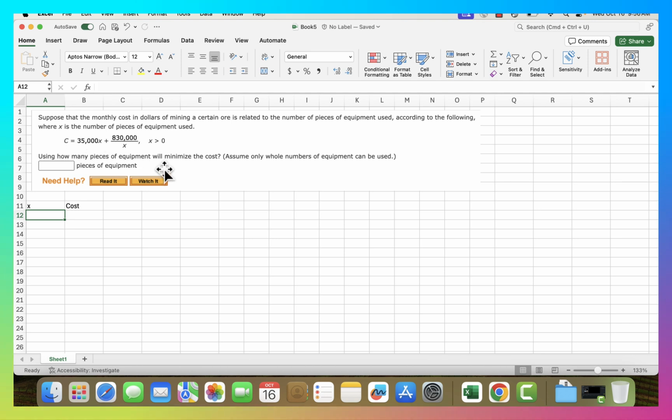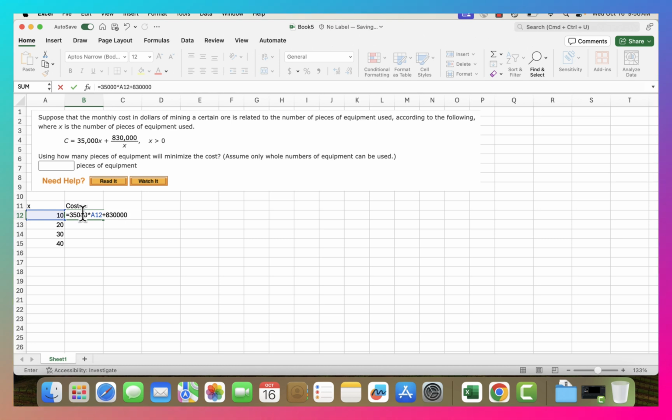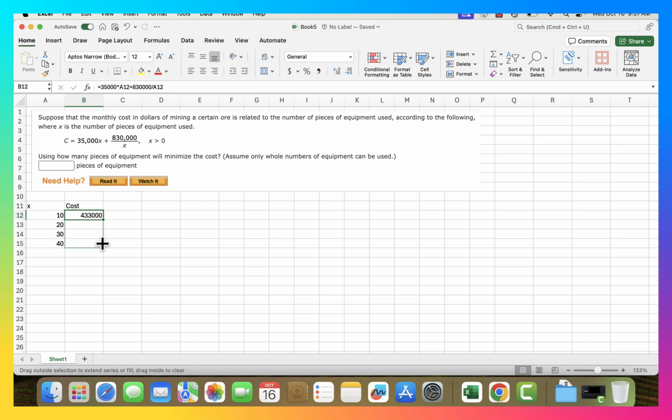This one's hard because to know where to start, the number of pieces of equipment, I don't know, might be in the thousands. These are awful big numbers, but then, yeah, I'm not sure. I'll just start with 10, 20, 30, 40 and plug in the cost. Those are big numbers. Let me graph it, see what I've got so far.